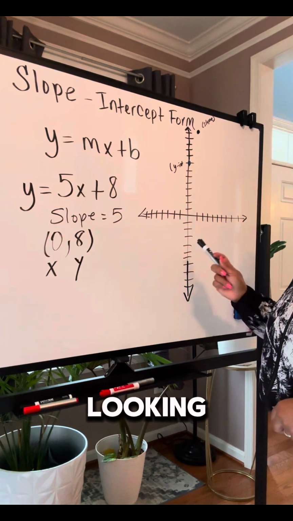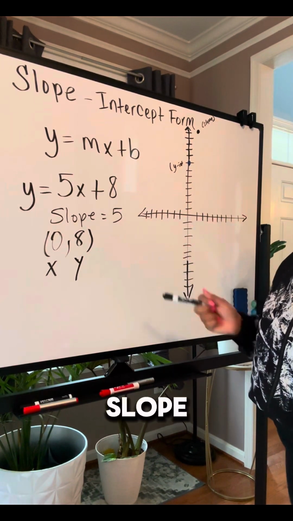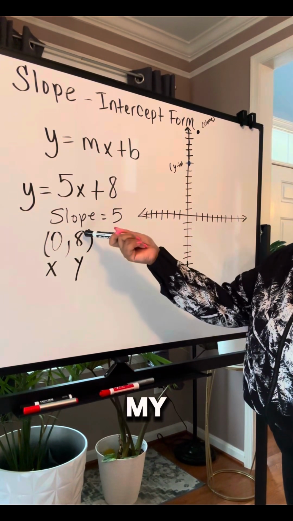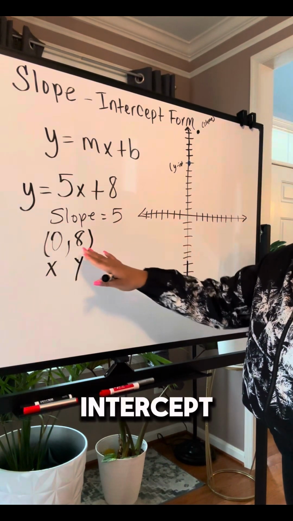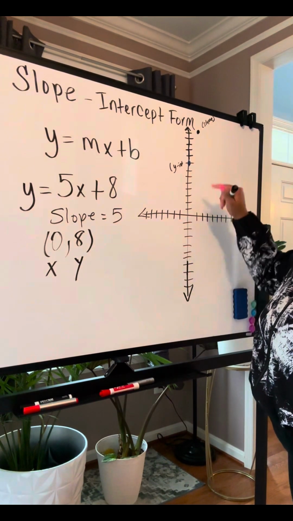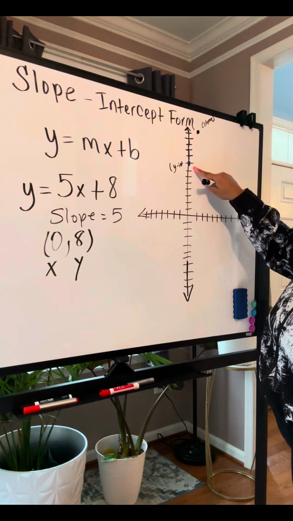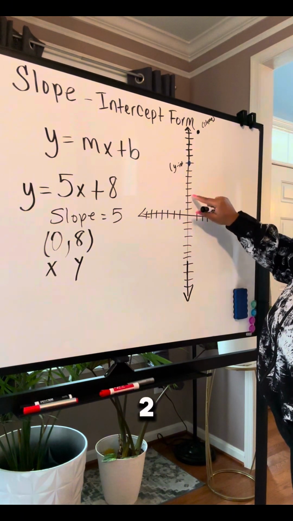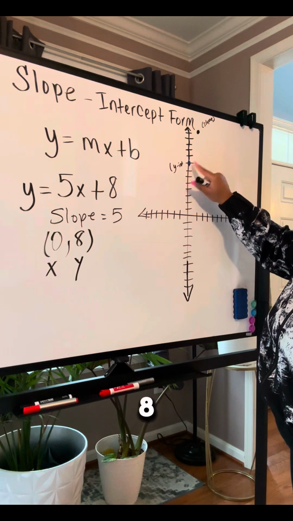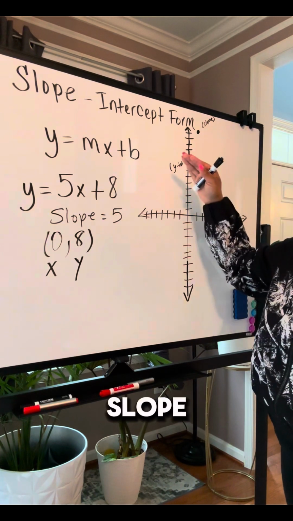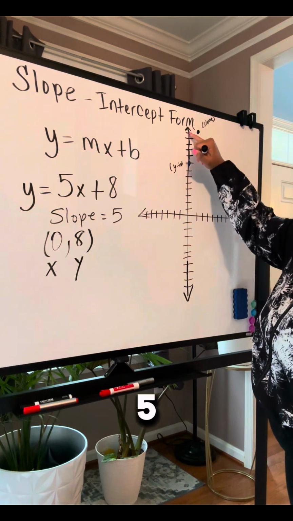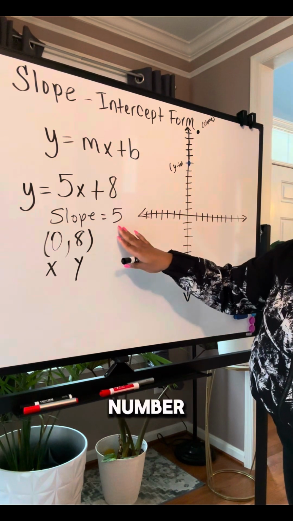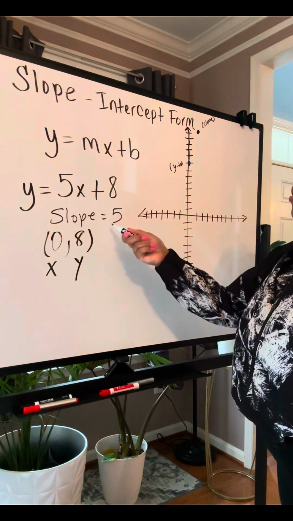Okay, so still looking at this equation here with our slope-intercept form, I know that my slope is equal to 5. My y-intercept is going to be (0, 8). So I first plot my y-intercept at (0, 8): 1, 2, 3, 4, 5, 6, 7, 8. Then I plot my slope from there. I go up 5: 1, 2, 3, 4, 5. And because it's just a whole number, I'm only going over one space.